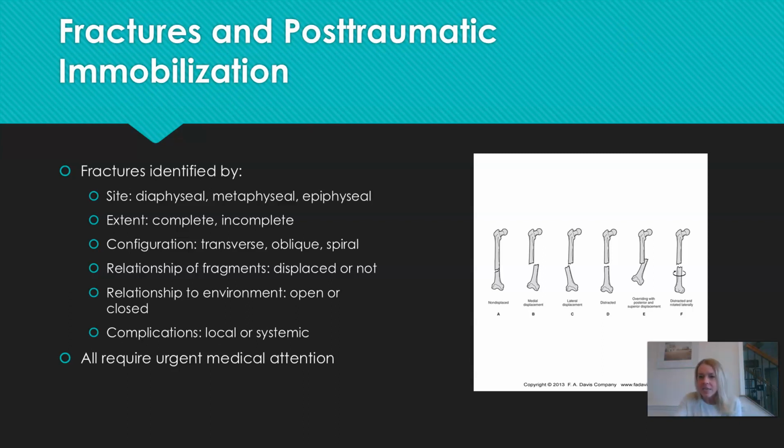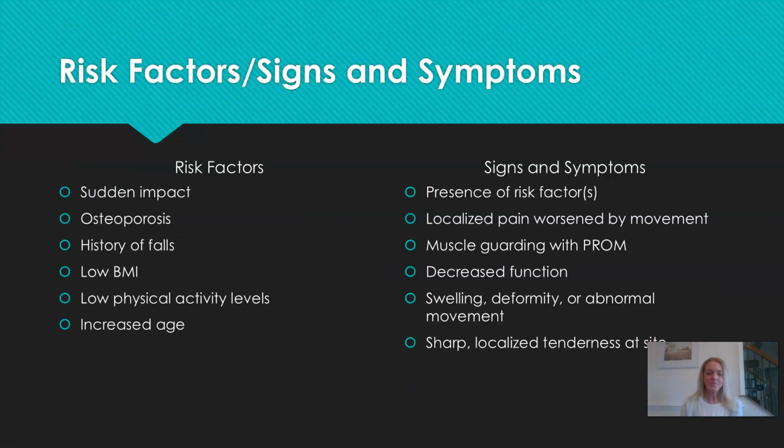And you can see in this picture, E, right here, these would be displaced. This would be non-displaced. This one would be a displaced fracture. And then the relationship to the environment, whether it's open or closed. An open fracture is a bone that is fractured and then comes out through the skin. Any type of fracture, no matter what, is going to require urgent medical attention, not PT.